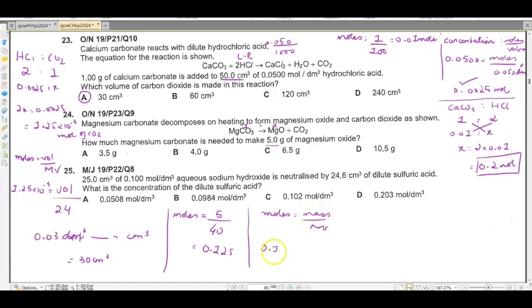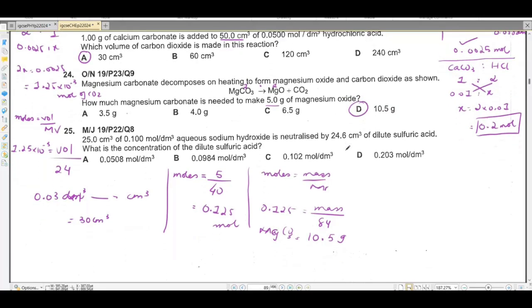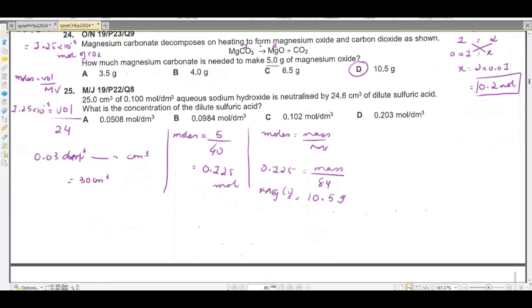So moles are 0.125 and mass we have to find, and the Mr for MgCO3 is 84. So 84 into 0.125 is going to give us a mass of 10.5 grams. So 10.5 grams of MgCO3 has to be heated to give 5 grams of magnesium oxide. So D is going to be our correct option. Okay, moving forward to question number 25. I'll just clear the space first.